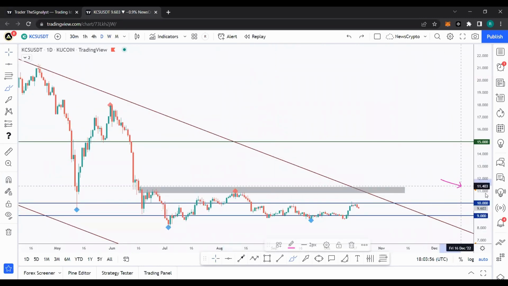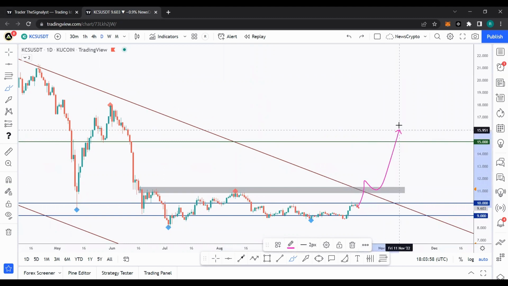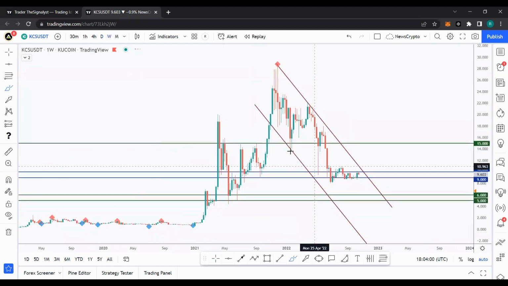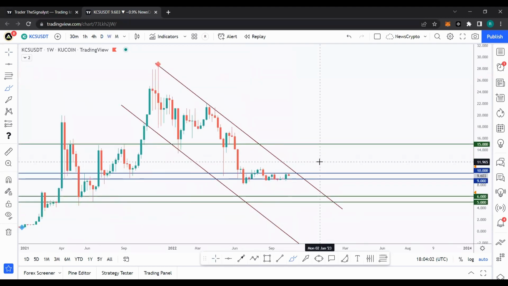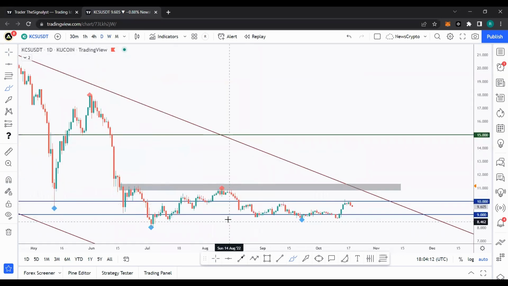My alert is already here. If we break it upward, we'll be trading higher, which is a scenario I don't prefer for now. If we break below this 8.5, break it downward, we'll be expecting further bearish movement on KCS. But for now, this range is still holding.